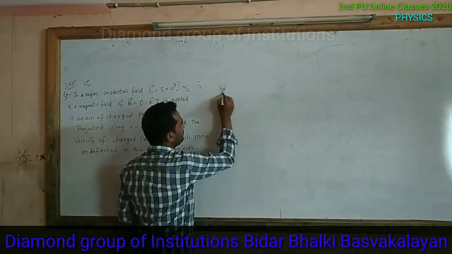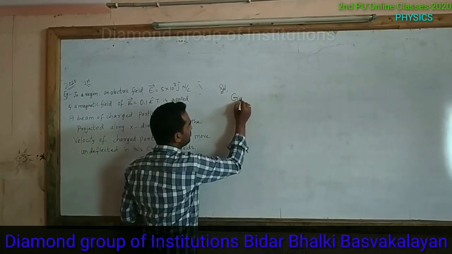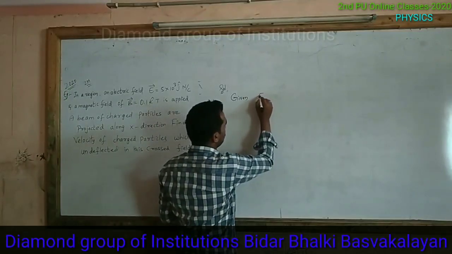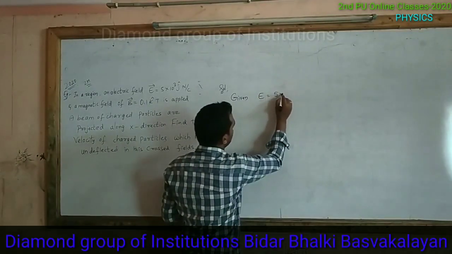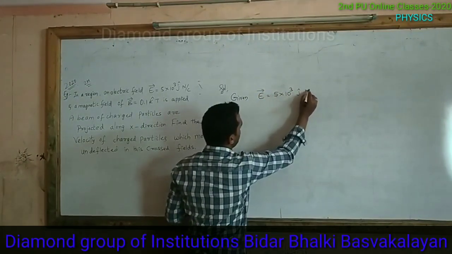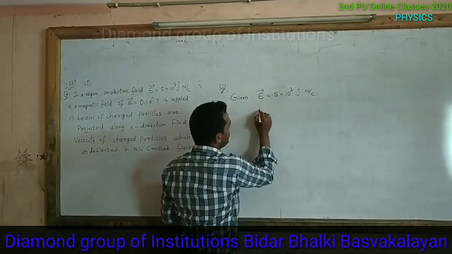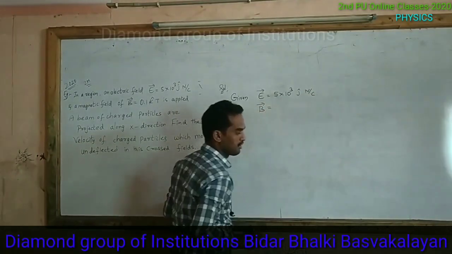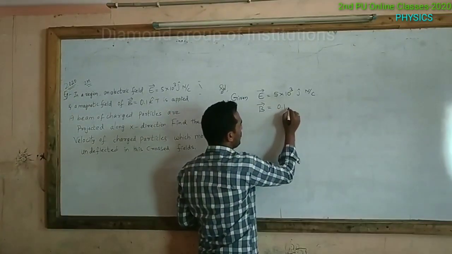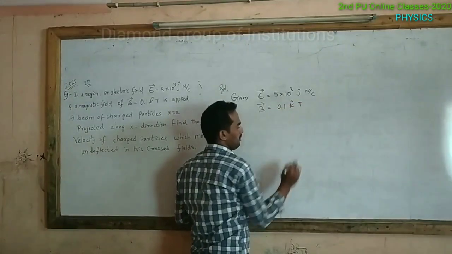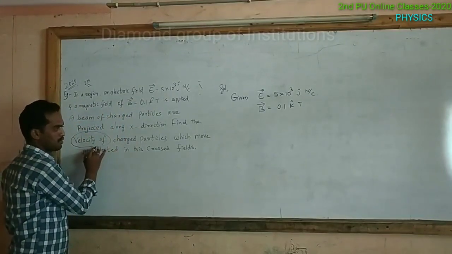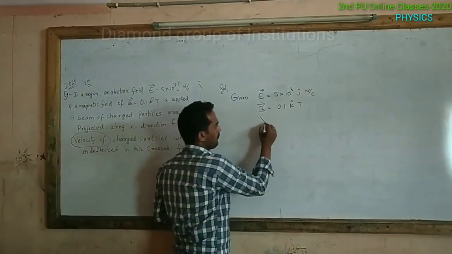Solution. Given, what is the value of E? E equal to 5 into 10 to the power of 3 j cap, unit is Newton per Coulomb, whereas the magnetic field is B. What is the value of the magnetic field? B equal to 0.1 k cap Tesla. So what is the question mark? Find the velocity. So V equal to question mark.